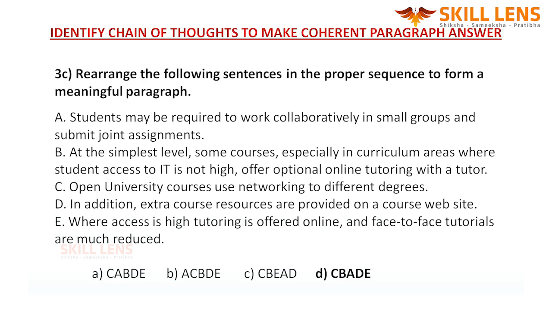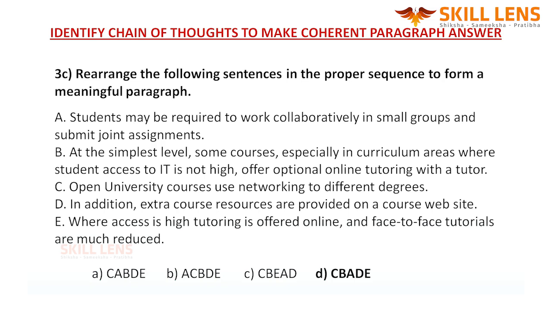The answer for this question will be D. You will note when you go through these sentences that C is the opening statement or the independent statement for this paragraph. It is the logic that gets discussed in this paragraph. It is talking about Open University courses. Everything else in the paragraph is talking about what Open University courses offer or do. As such, we can decide C to be the first sentence in the sequence.